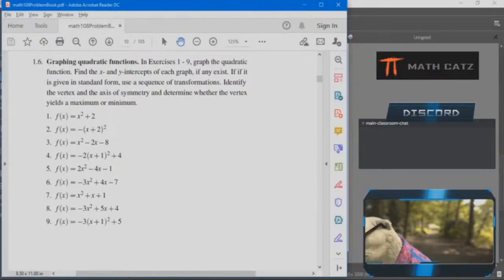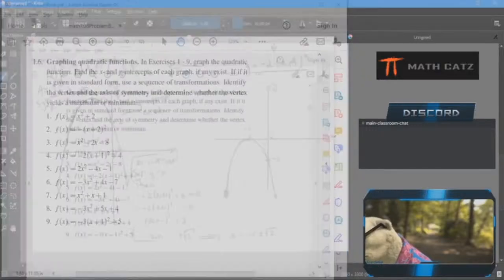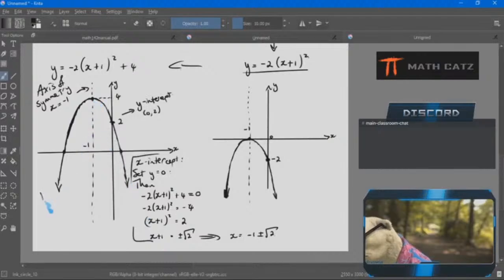What else do we have here? Is the vertex yielding a maximum or a minimum? Clearly, the vertex is the point (negative 1, 4), and it yields a maximum because it's the highest y value that I can get. Okay, so by looking at the parabola, we see some features of the quadratic function: axis of symmetry, vertex, maximum, minimum. We can find the intercepts. Good to know.